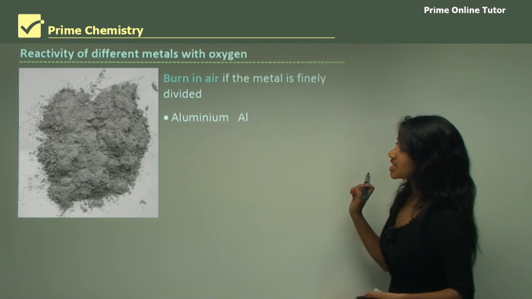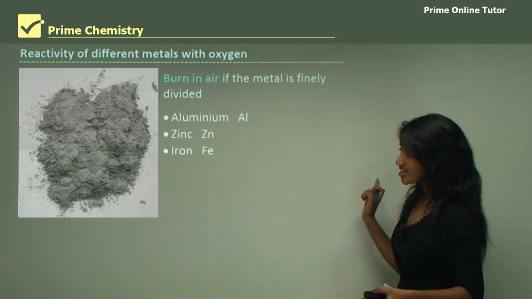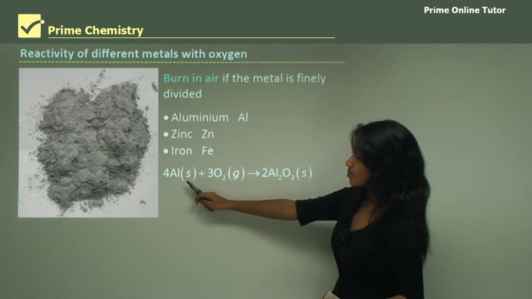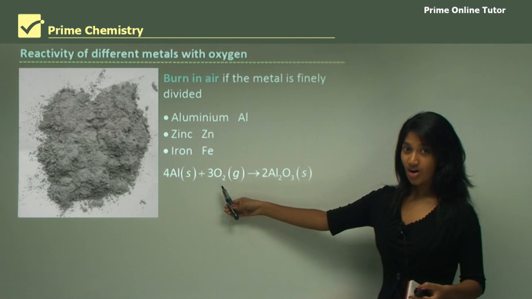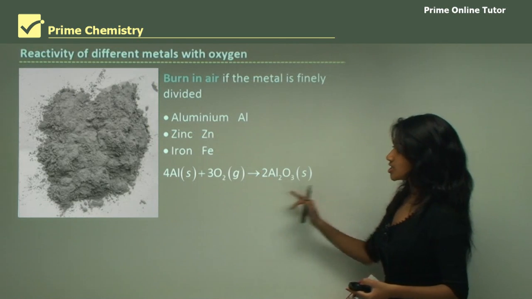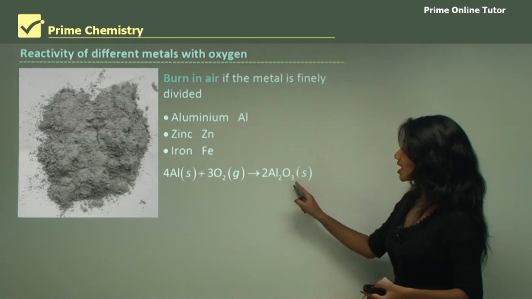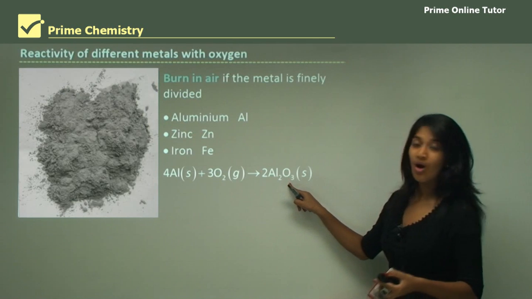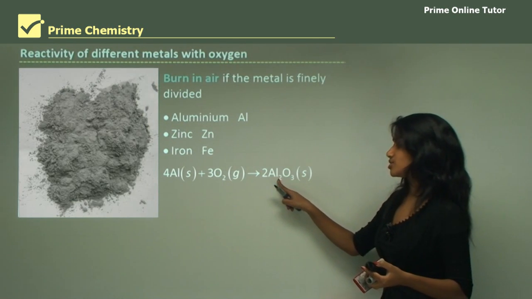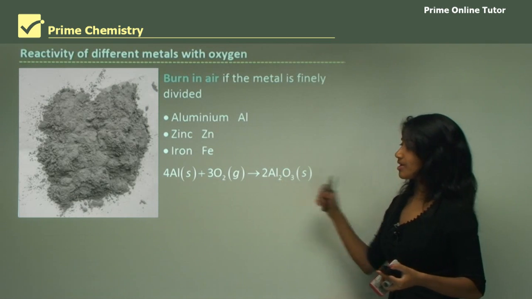So we have aluminium, zinc, iron, and here's a reaction of the burning in air. So we have aluminium reacting with the oxygen to form aluminium oxide, and this is very easy. So aluminium has a valency of 3, and that's why there's a 3 next to our oxygen. Oxygen has a valency of 2, that's why there's a 2 next to our aluminium here.